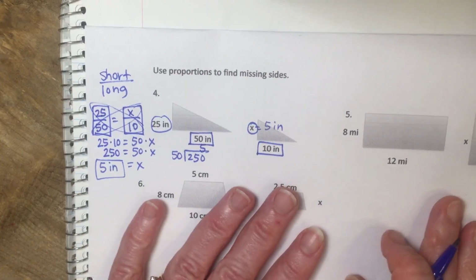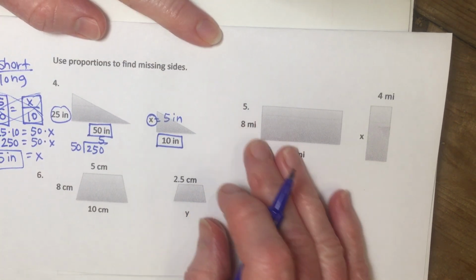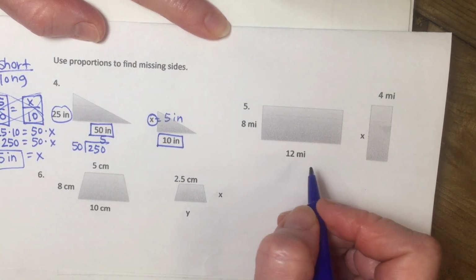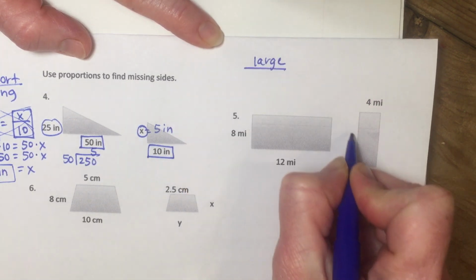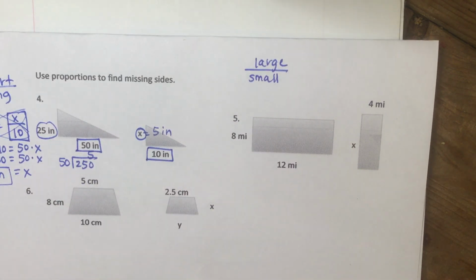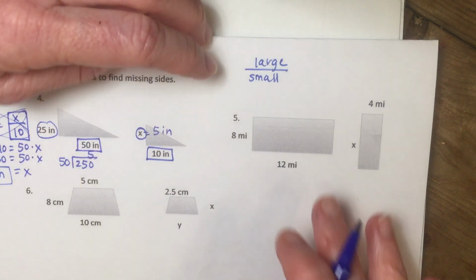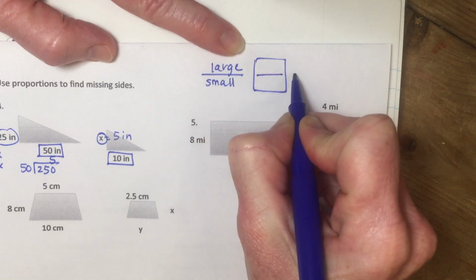All right, if I move on to the next example, another way I could set up a proportion rather than doing short to long side is I could do the large rectangle and compare it to the smaller rectangle. So a couple ways to do proportions. Just make sure you get your corresponding sides matched up together. All right, and then I'm going to draw my boxes.